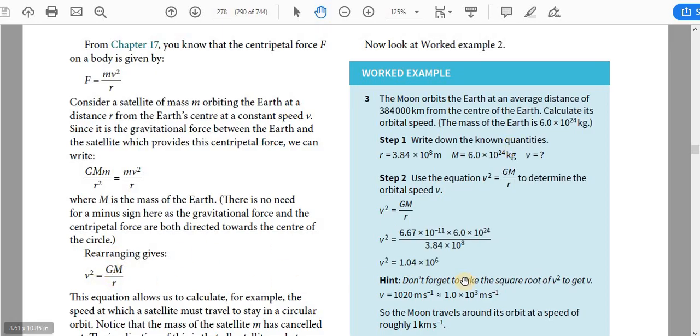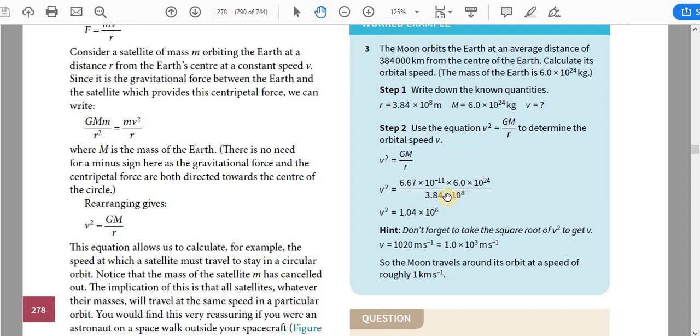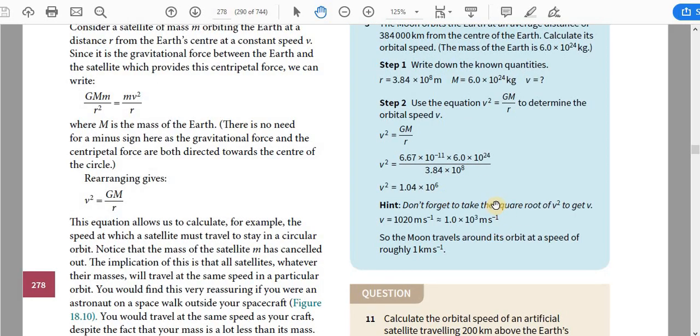Okay, then r is the distance from the center of the earth to the center of the moon. They have already given that, an average distance from the center of the earth. So they have given this already. So simple, substitute, you will get the answer. Make sure everything is in SI units so that you get your answer also in SI units.